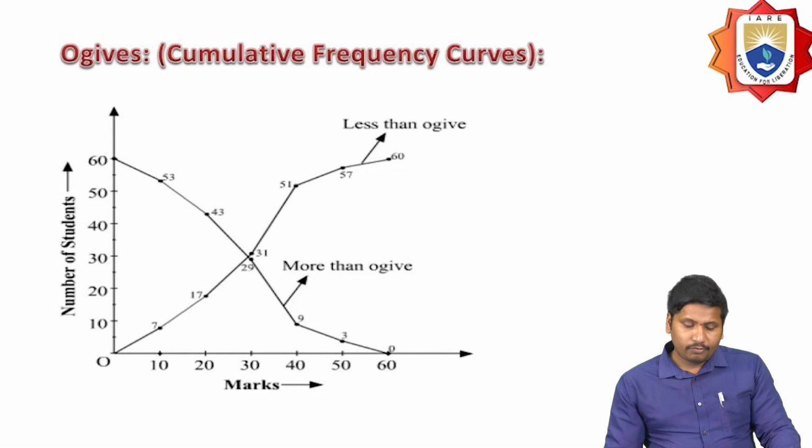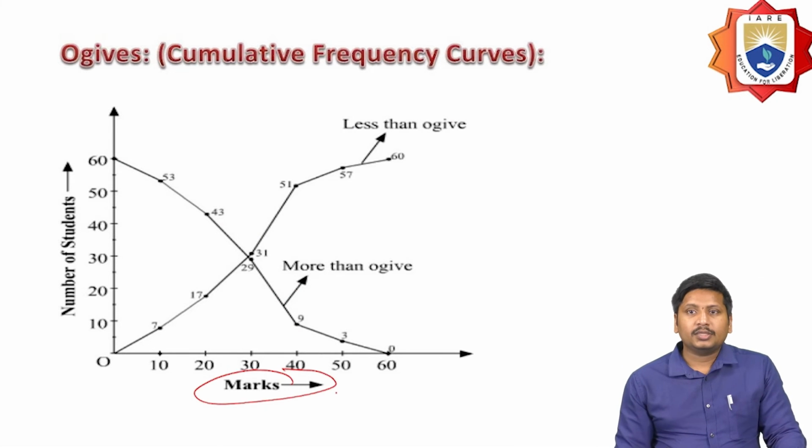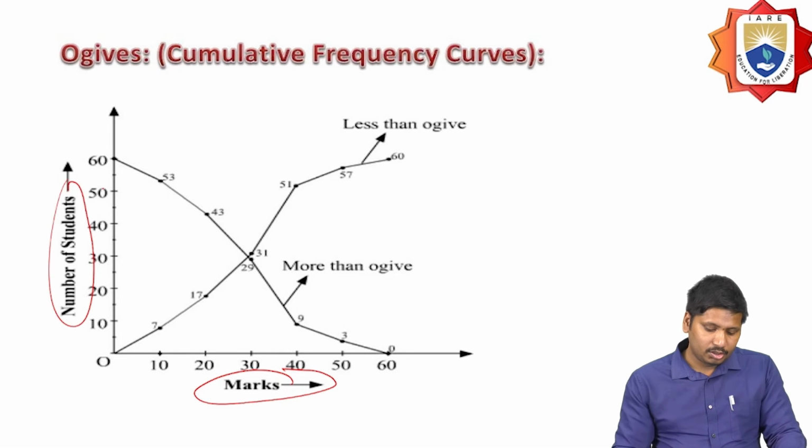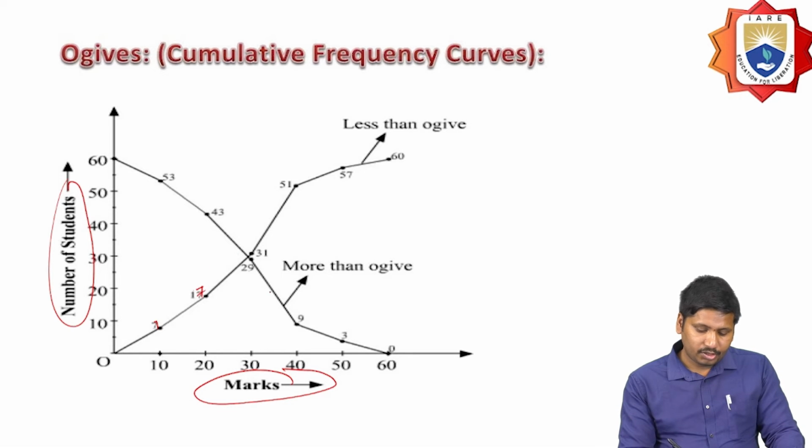And this is the simple view of an ogive. Let me take the marks on the x-axis and the number of students on the y-axis. For the marks 0 to 20, I have 7 students, then 17 students, and between 30 and 50, 40. Let me take 21, 43, 53 like this, and again 51, 57, 60 is underway. Like this I can represent the ogives in a similar fashion.